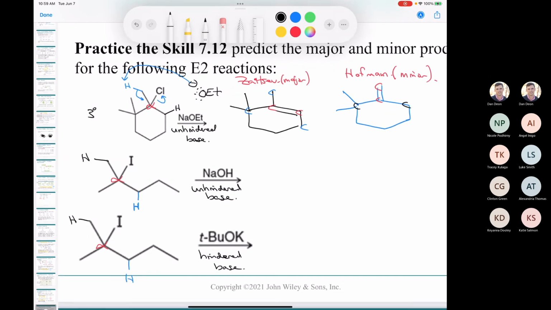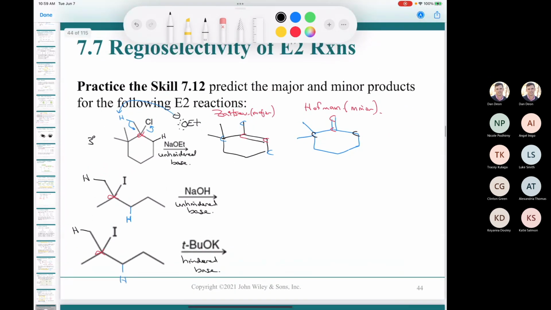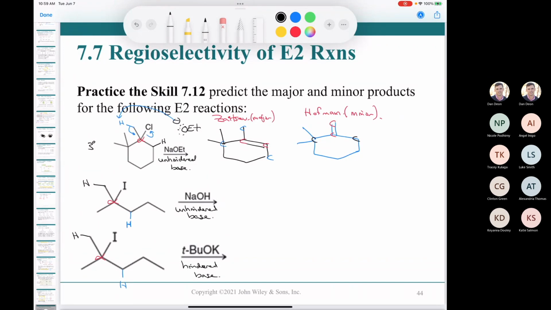All right, so we're going to take a short break, and then we're going to come back, and we're going to tackle both of those problems. So I want you to give it a try and see if you can draw both of the products and determine which one is the major product in each case, and also see if you can draw a mechanism for the reaction.